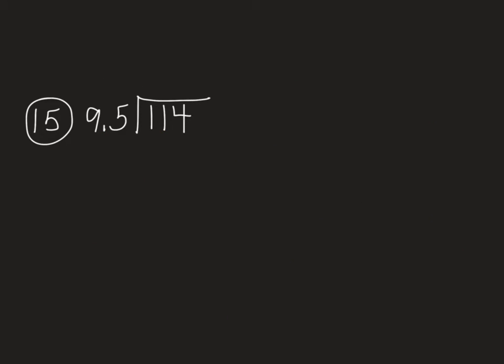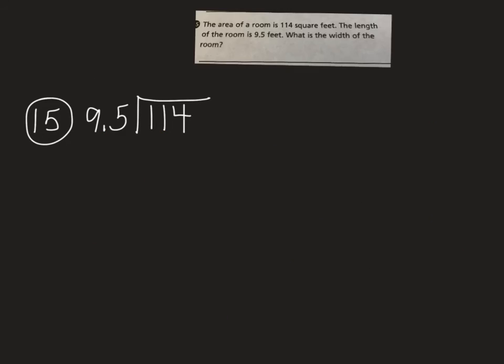All right. Let's bring it into the home stretch. Okay, so here we have problem 15. It talks about the area of the room, and it already tells us the square footage is 114 square feet. Then it gives us one of the dimensions that creates that. It tells us the length of the room is 9.5 feet.